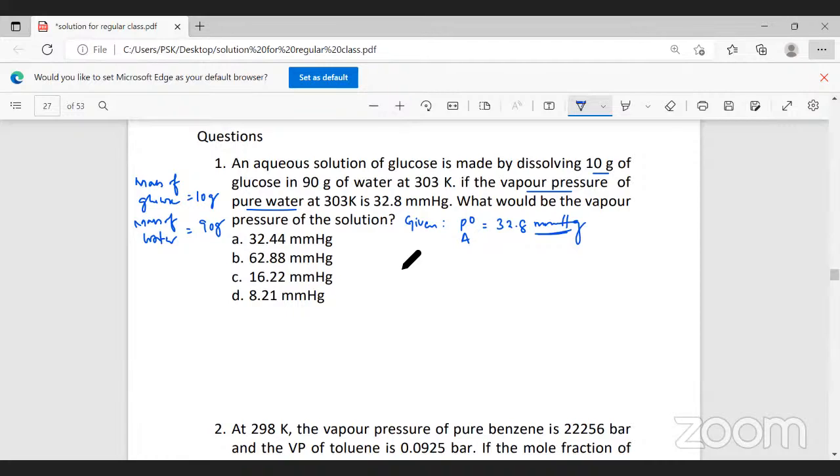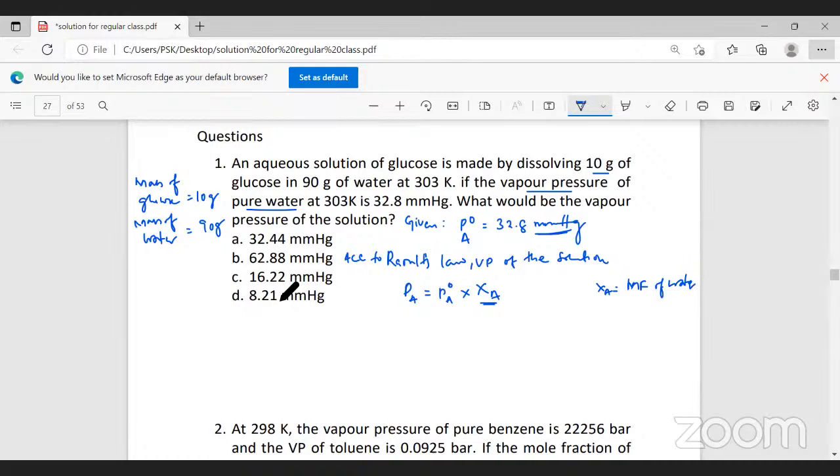So we know from Raoult's law, according to Raoult's law, the vapor pressure of the solution is given as PA equal to P naught A into the mole fraction of the solvent, XA, where P naught A is nothing but the vapor pressure of pure water. XA is the mole fraction of water.